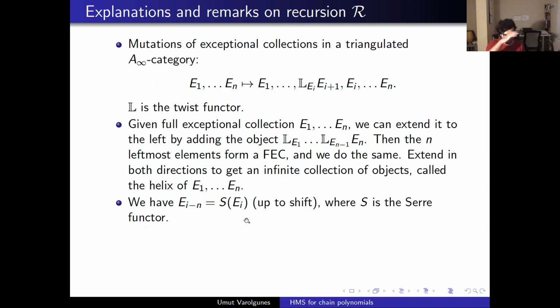Probably the best thing I can say about the Serre functor is that in the Fukaya-Seidel category, the Serre functor corresponds to monodromy. This is a provable statement. If you have a Lagrangian and you apply the monodromy to that Lagrangian, you can extend that to an automorphism of the Fukaya-Seidel category, and that is the Serre functor up to shift.